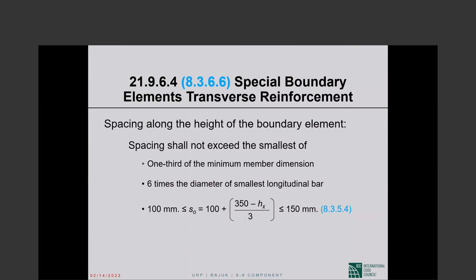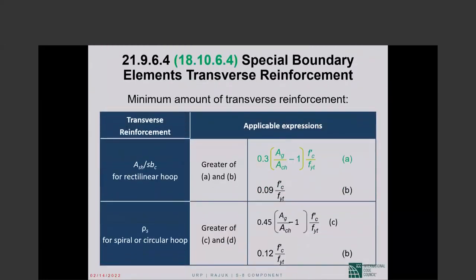As we go from a column to a special shear wall boundary element, there are only two relaxations. Special shear wall boundary element reinforcement is the same as a special moment frame column reinforcement, with two exceptions. One exception is that 1/4 of the minimum plan dimension in the case of columns is relaxed to 1/3 of the minimum plan dimension of the boundary element. Okay, 1/4 is relaxed to 1/3 of the minimum dimension of the boundary element.